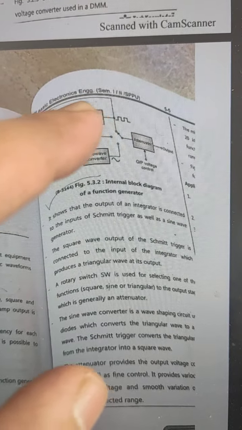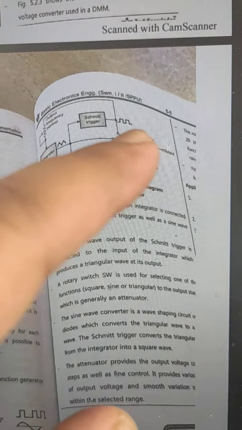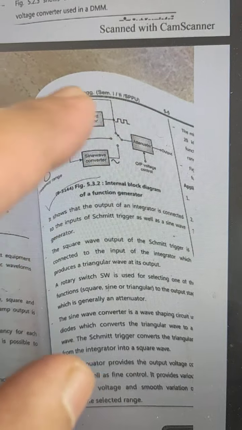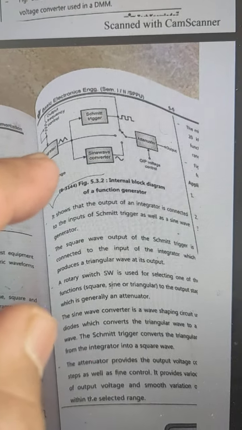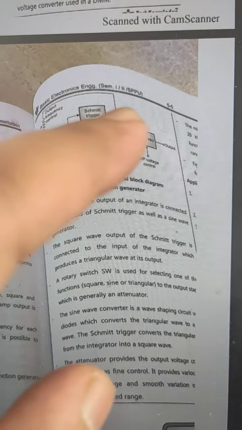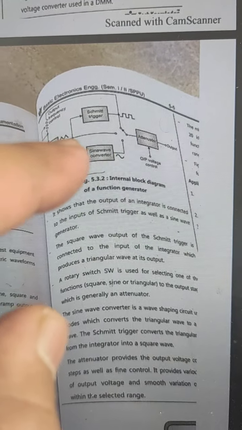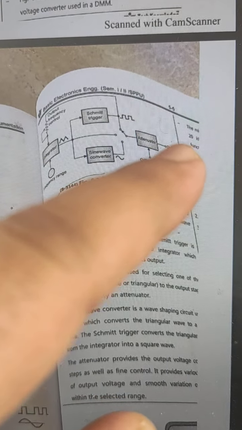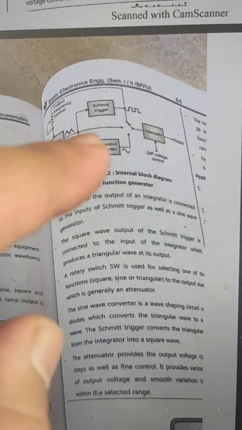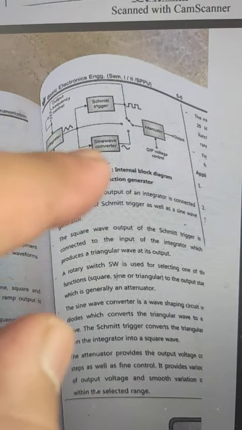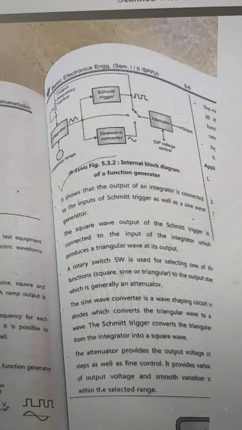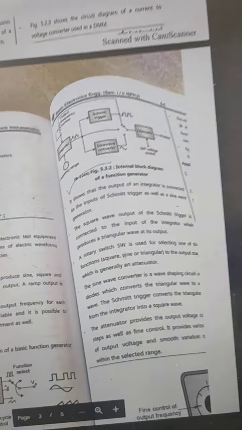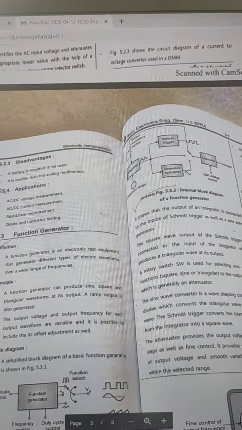The Schmitt trigger will generate a square waveform. That square waveform we apply back to the integrator, and the integrator converts that square waveform into a triangular waveform. The triangular waveform is connected to the output side, and then the sine wave converter will convert any type of waveform into a sine wave. So this is the second topic, that is function generator.